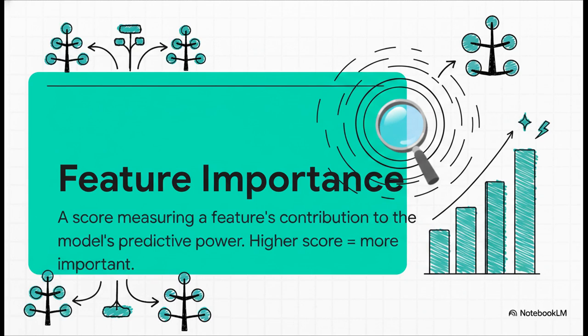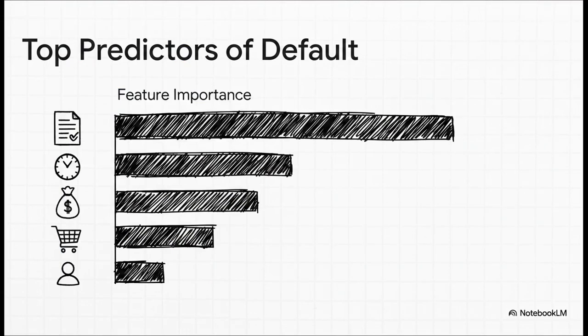What it does is, the model basically calculates a score for every single piece of information you gave it, and that score tells you how much that feature helped the forest make good predictions. The higher the score, the more important that feature was to the final outcome. It's that simple. And here is exactly what that forest saw in the credit risk data. The number one most important predictor of whether someone would default was their account status and their payment history. No surprise there. That was followed by how long the loan was for, how much it was, what they were using the money for, and finally, the applicant's age.